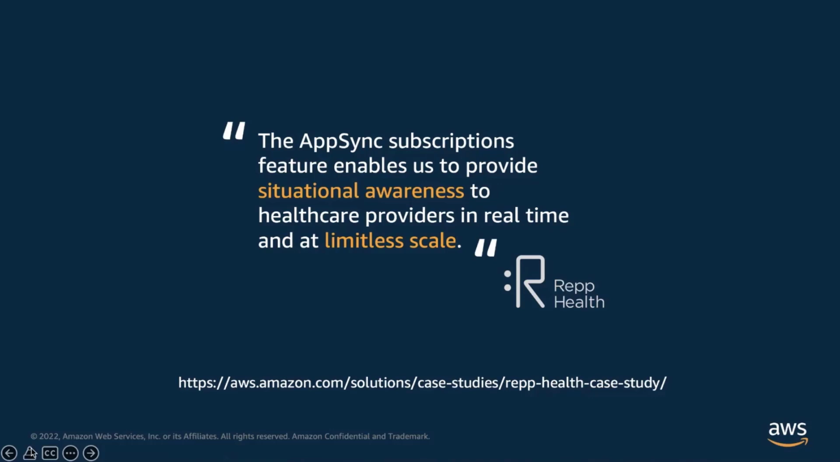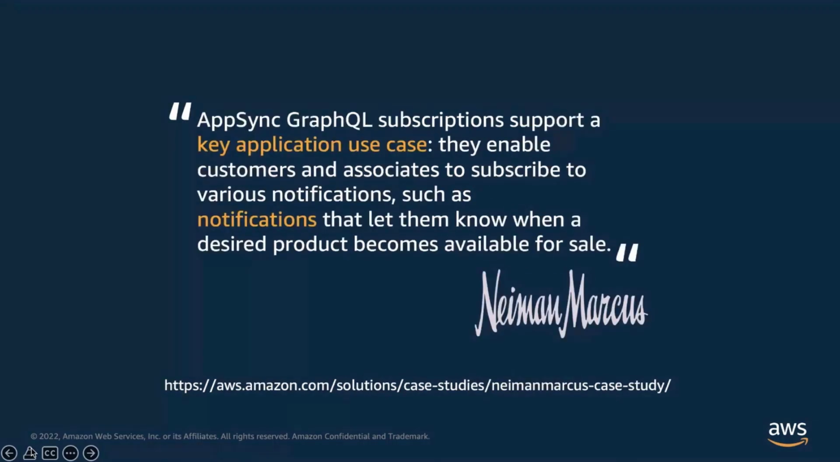AppSync helps Neiman Marcus specify which portions of its data should be available in real time with GraphQL subscriptions. Associates can engage with customers and assist them from anywhere, a high-touch selling approach that was not available before. The app also tracks associate key performance indicators, as they can view their sales performance in real time.